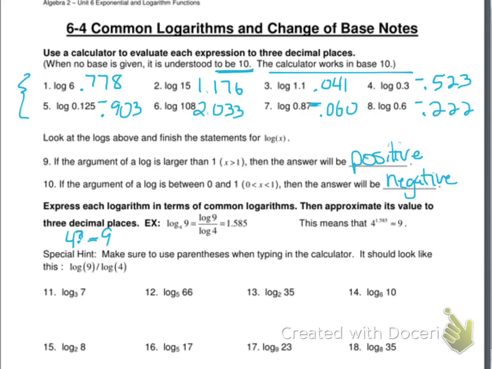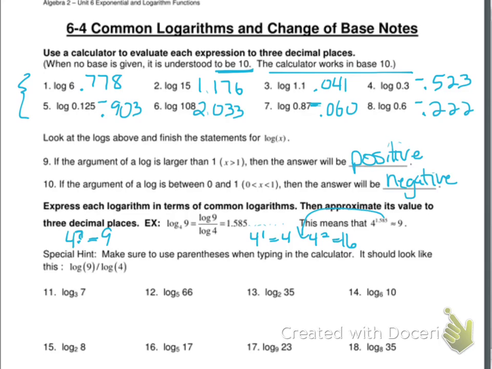And we get a decimal answer of 1.585. So that means that 4 to the 1.585 power is about 9. Now it's not exactly 9 because this decimal continues on forever. However, we can just round it off to 3 decimal places and say that that's approximately 9. Okay, and that works because 4 to the first power is 4 and 4 squared is 16. So 4 to the 1.585 is in between there, and that would be 9, so that makes sense.